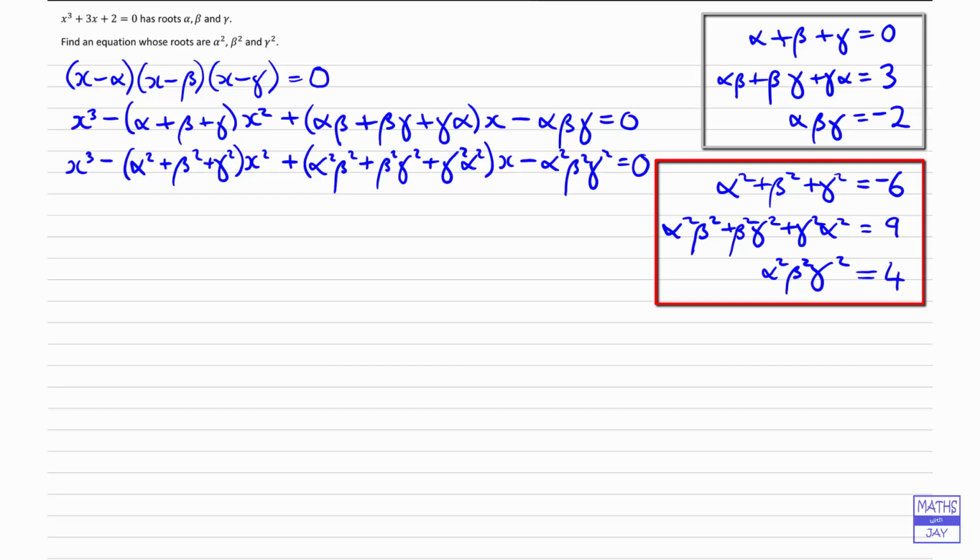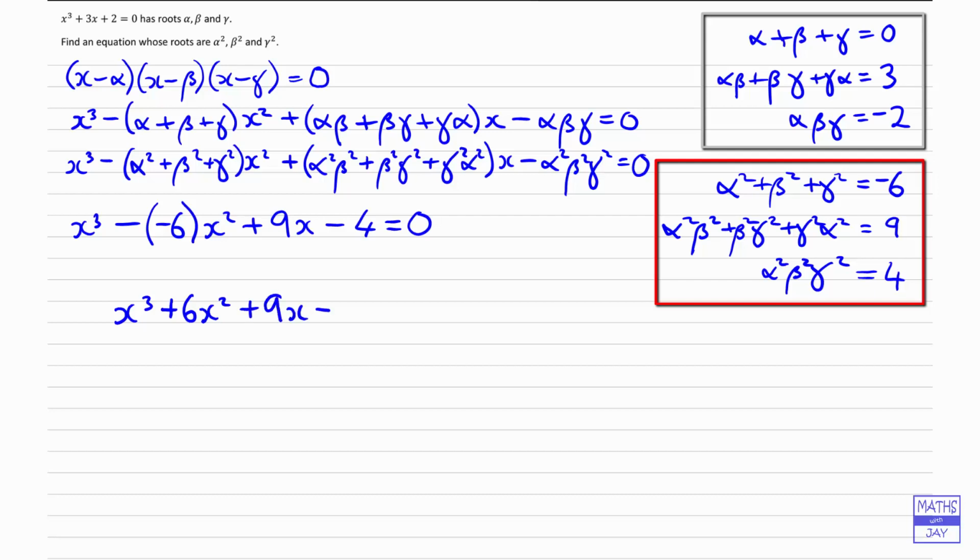Okay, so now it's just a matter of substituting these values that we've just found. So we have got x cubed minus, so alpha squared plus beta squared plus gamma squared is negative 6, so that's negative 6 times x squared plus, and then you can see that value is going to be 9 multiplying x, and then we've got minus 4 for the constant. So the required equation is x cubed plus 6x squared plus 9x minus 4 equals 0.